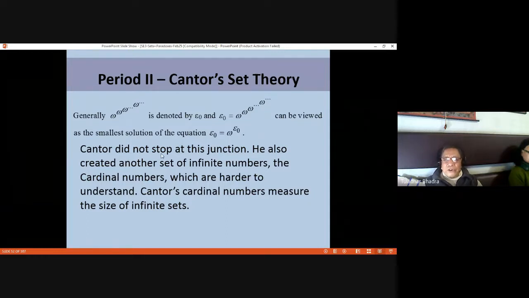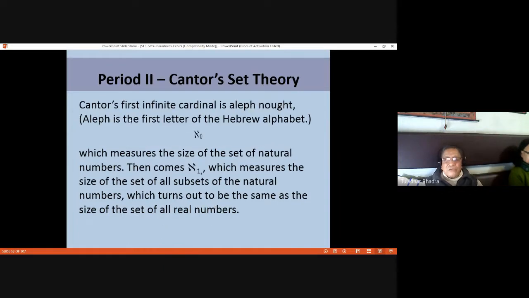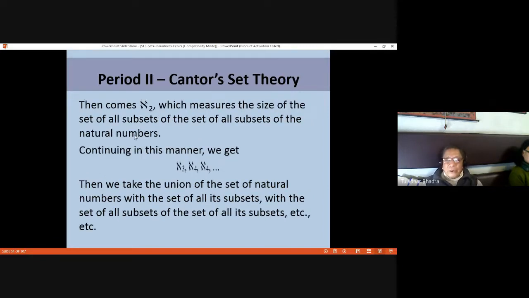Cantor did not stop at this junction. He also created another set of infinite numbers, the cardinal numbers, which are harder to understand. Cantor's cardinal numbers measure the size of infinite sets. Cantor's first infinite cardinal is Aleph naught. Aleph is the first letter of the Hebrew alphabet. Aleph naught means the size of the set of natural numbers. Then comes Aleph 1, which measures the size of the set of all subsets of the natural numbers, which turns out to be the same as the size of the set of all real numbers. Then comes Aleph 2, which measures the size of the set of all subsets of the set of all subsets of the natural numbers. Continuing in this way, we have Aleph 3, Aleph 4, and so this Aleph also goes on increasing.